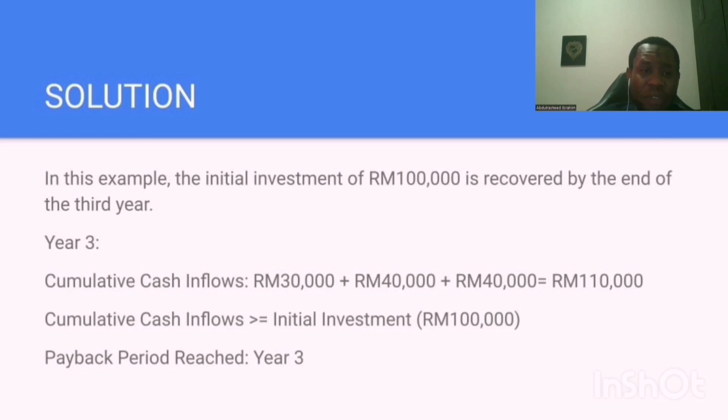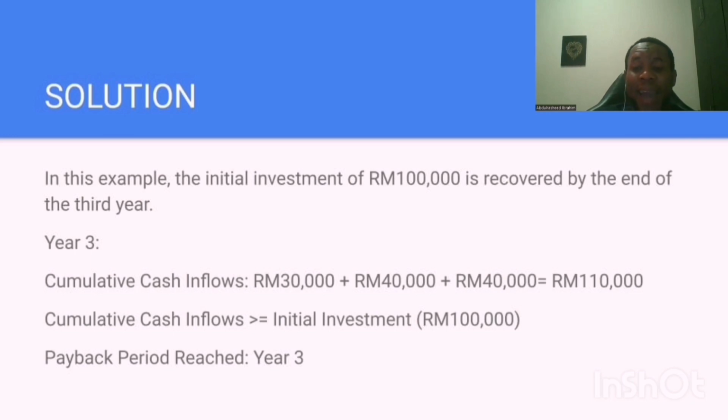Our initial investment in this equation is 100,000. Then the cumulative cash flow for year one is 30,000. Year two, 40,000. Year three, 40,000. When we add up 30,000 plus 40,000 plus 40,000, we get 110,000.